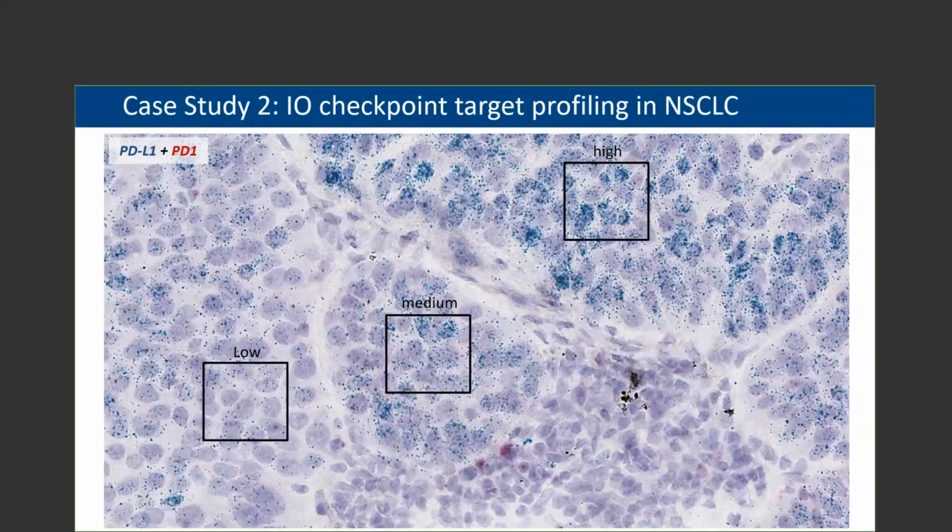Another finding we observed, besides the range of expression across the various cores, was a range of expression within each core. In this image, the tumor displayed differing levels of PD-L1, visualized as green dots, ranging from low to medium and high, pointing to an intra-tumor heterogeneous expression pattern for PD-L1.